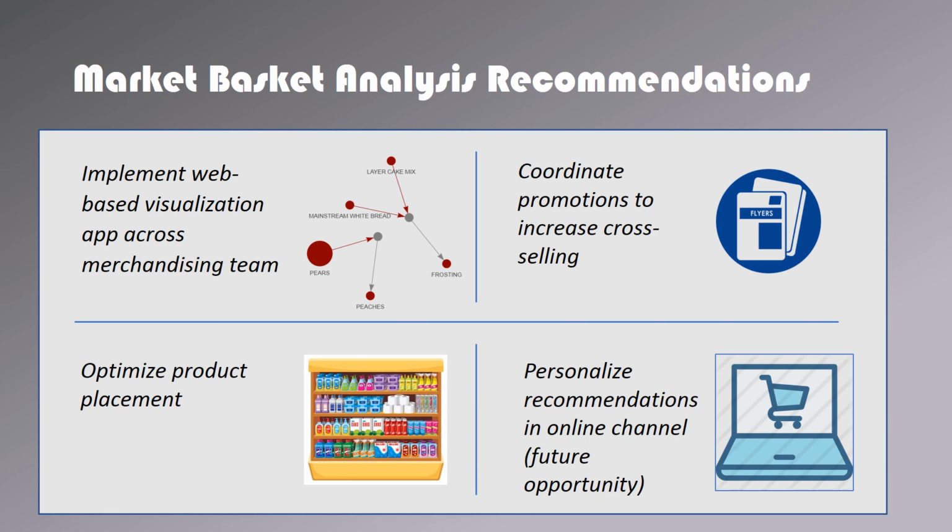By understanding cross-product relationships, Social Market can optimize product placement, ensuring that customers have easy access to the products that they wish to purchase. Another opportunity involves coordination of promotions across related products to increase cross-selling. Finally, Social Market can further leverage this analysis if it chooses to venture into the online grocery channel, generating personalized, real-time product recommendations based on the contents of a customer's cart.